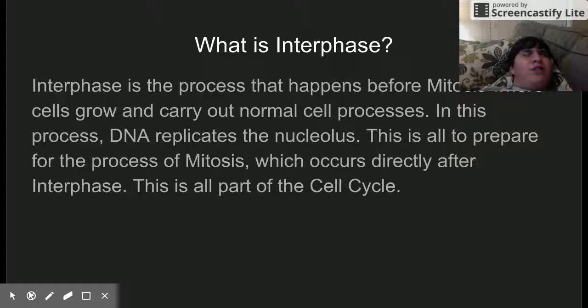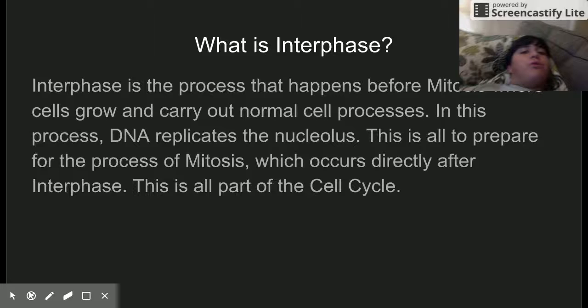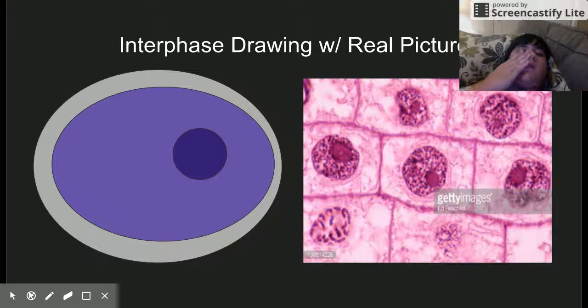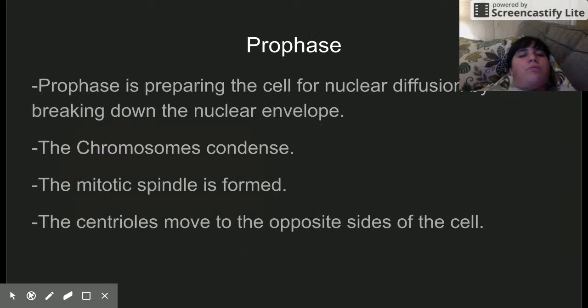What exactly is interphase? Interphase is the process that happens before mitosis, where cells grow and carry out normal cell processes. In this process, DNA replicates in the nucleus. This is all to prepare for the process of mitosis, which occurs directly after interphase. This is all part of the cell cycle. Right here is my interphase drawing on the left with a real picture.